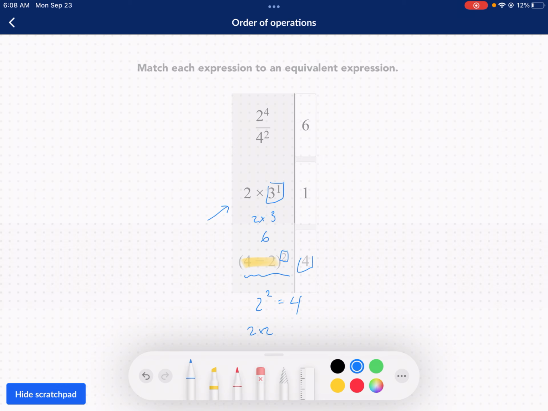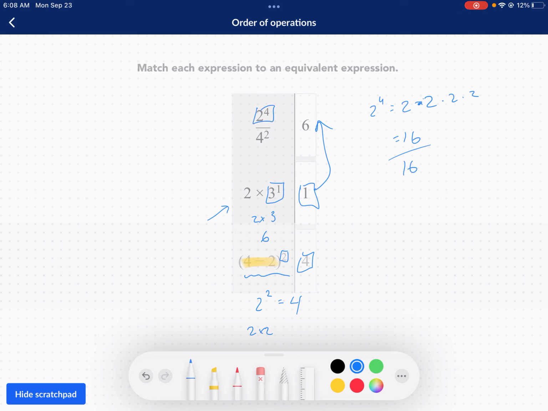Okay, so this was 4. That was in fact 4. This one was in fact 6, so I need to move that guy up. And I'm guessing this guy up here is 1. So we can just double check that. 2 to the 4th power is 2 times 2 times 2 times 2, and that's going to be 16. And then I have to divide that by 4 to the 2nd power, which is 16.